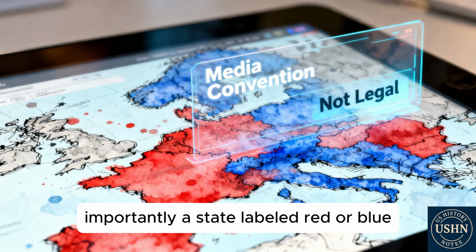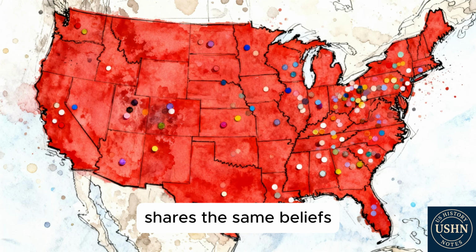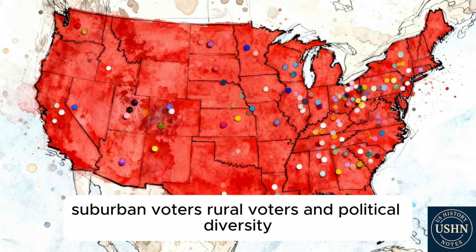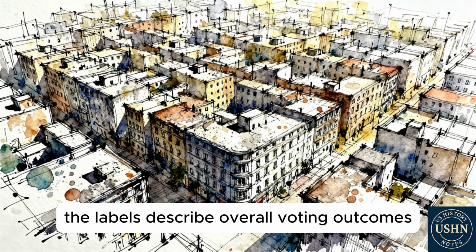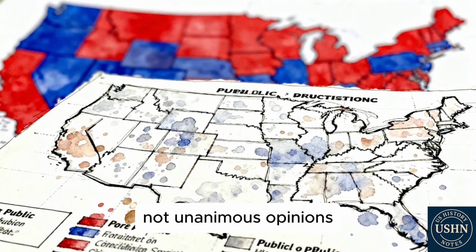Importantly, a state labeled red or blue does not mean every voter in that state shares the same beliefs. Every state contains urban voters, suburban voters, rural voters, and political diversity. The labels describe overall voting outcomes, not unanimous opinions.